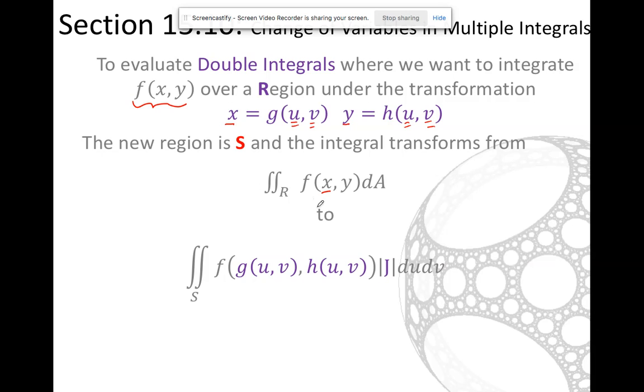So again, x needs to be written in terms of u and v. y needs to be written in terms of u and v. dA needs to be now in terms of du dv, but also with the price to pay for transforming from the rectangular xy region to rectangular uv. And the Jacobian is the price that we pay. Those are absolute value bars.